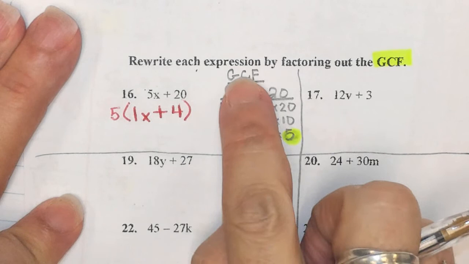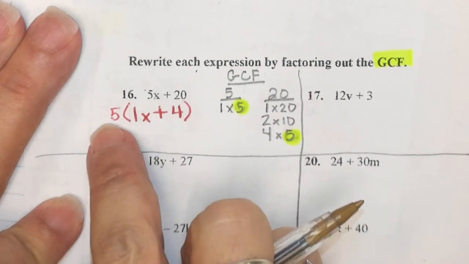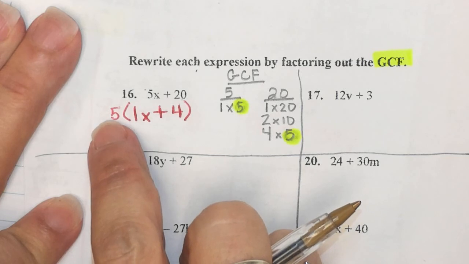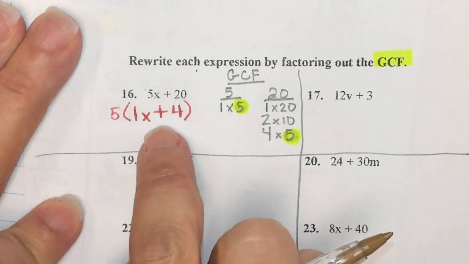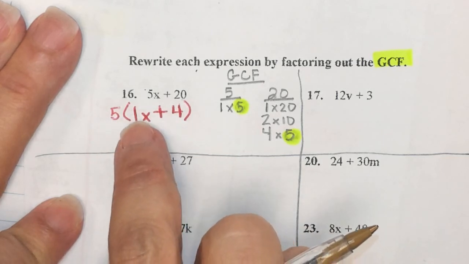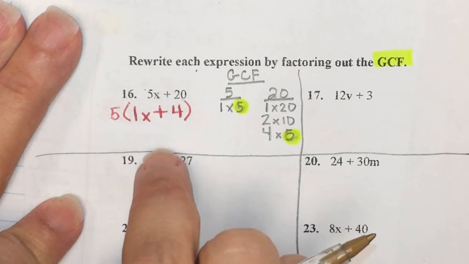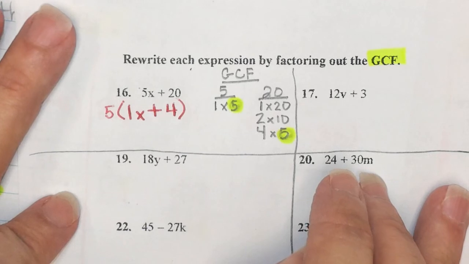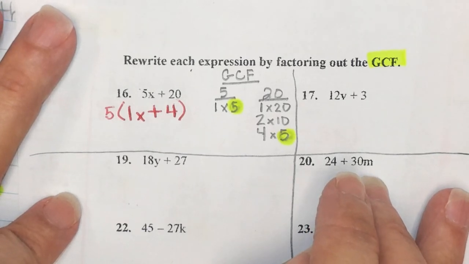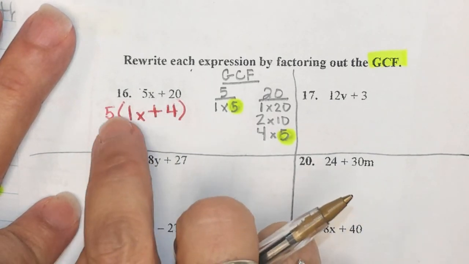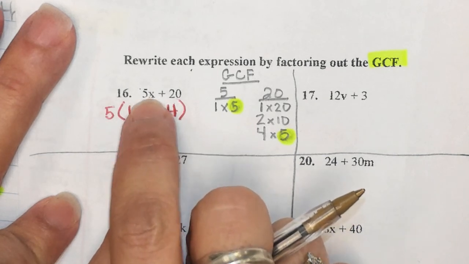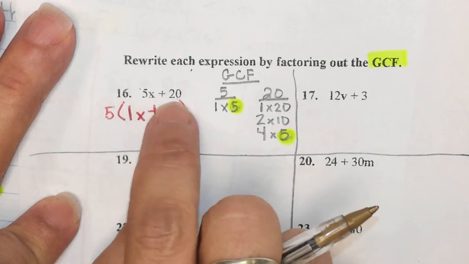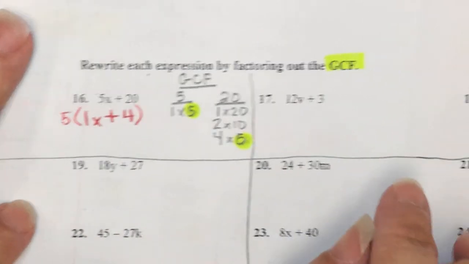I have to check this and that, but they go together. 1 times 5 is 5x. Is that it? That's it. Because if you multiply 5 times 1x, you're going to get 5x. If you do 5 times 4, you're going to get 20. So it's already up there. Okay, let's do one more.